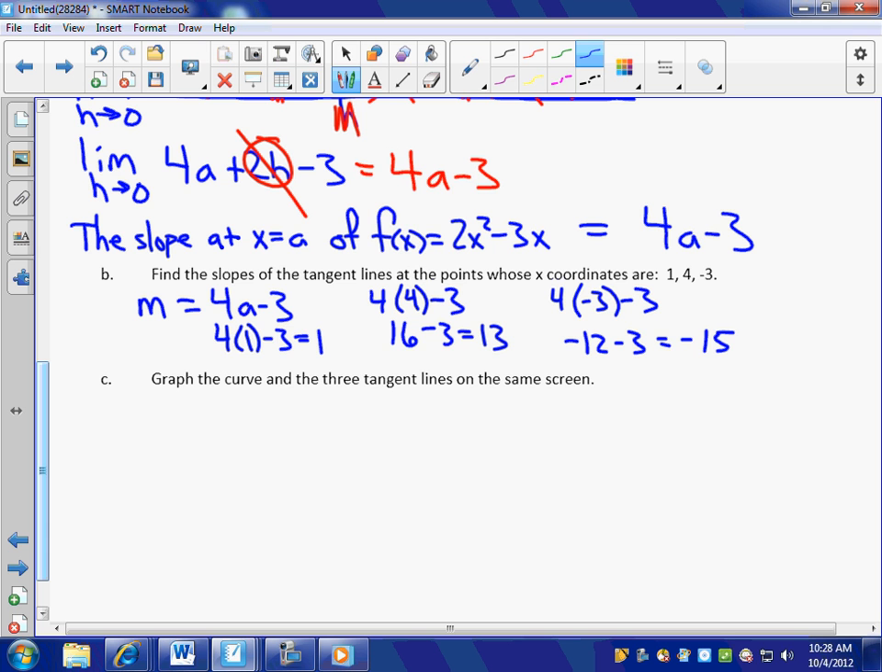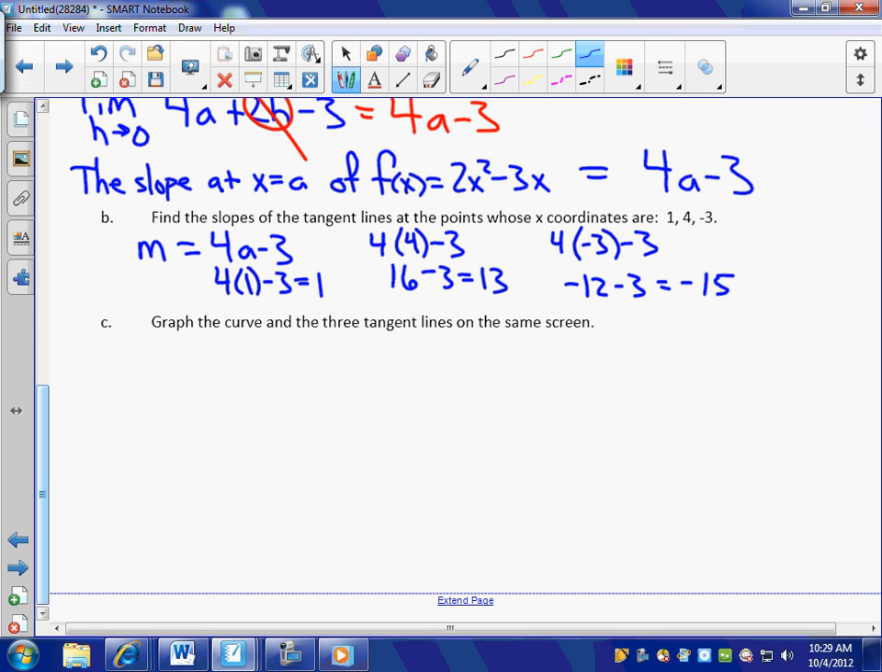So now that we've found this slope formula, if you will, we can use it for any point on that curve, as opposed to doing it every single time. Do you see the value in this? It's a good thing, isn't it?